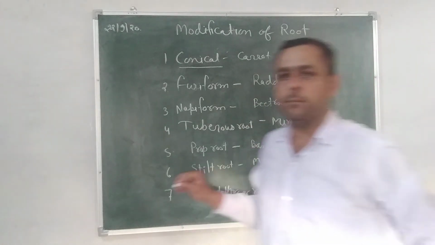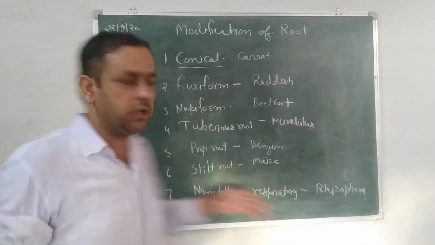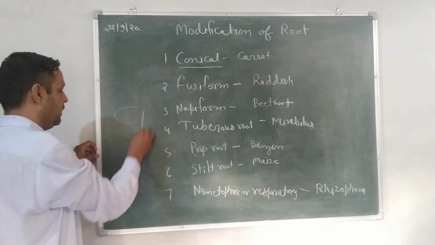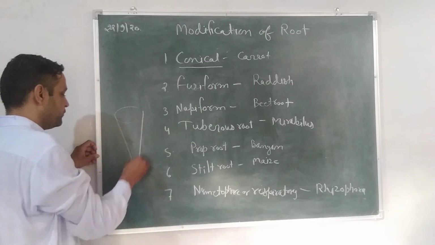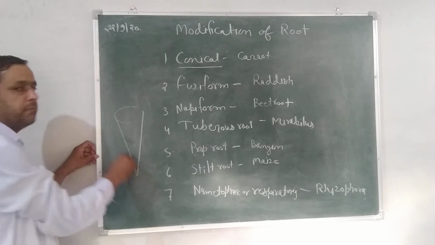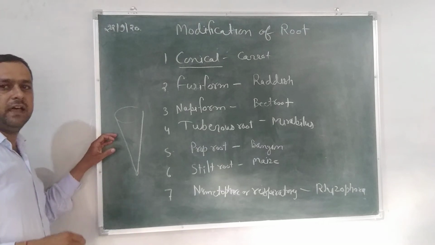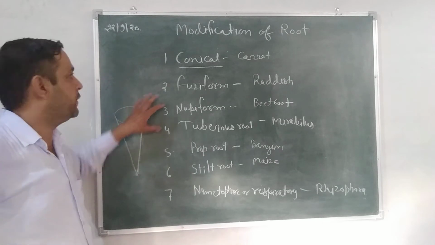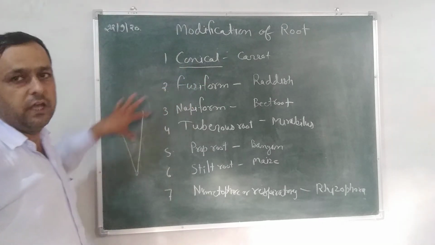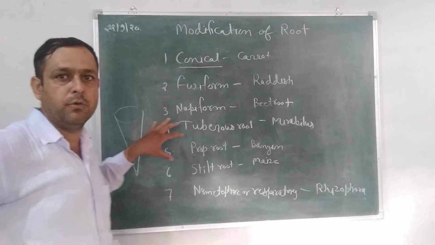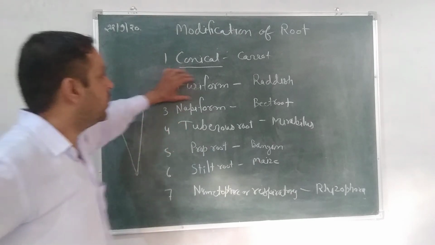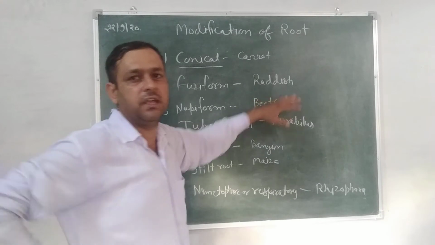Whenever the upper part of the root is swollen due to storage of food material and the lower part is thinner or smaller, so the shape is just like a cone, then it is called conical, because the main root and hypocotyl store food material. Fusiform, example radish. You can see the radish.